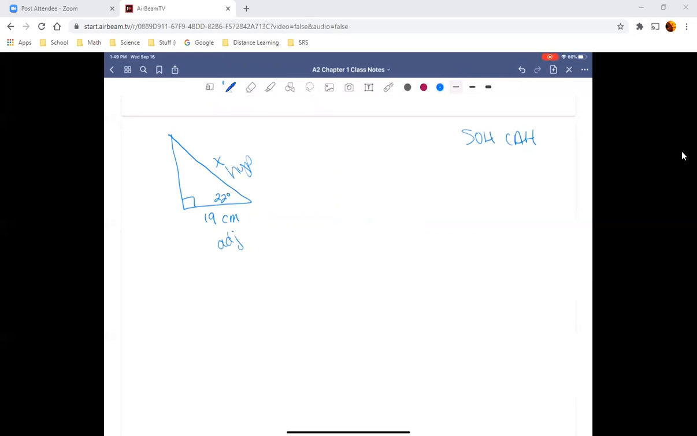So if we go back to our Sohcahtoa, what is it? Oh, the squirrels. Yeah. Just don't feed them. Right.